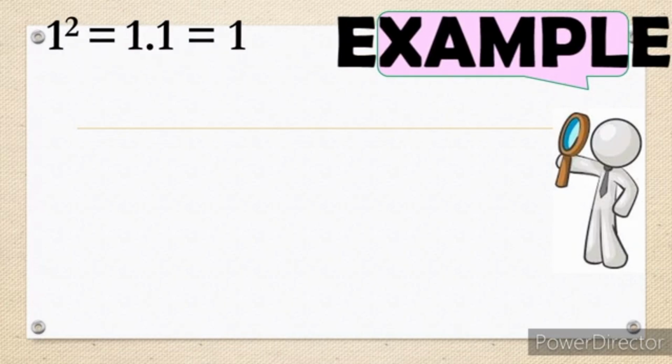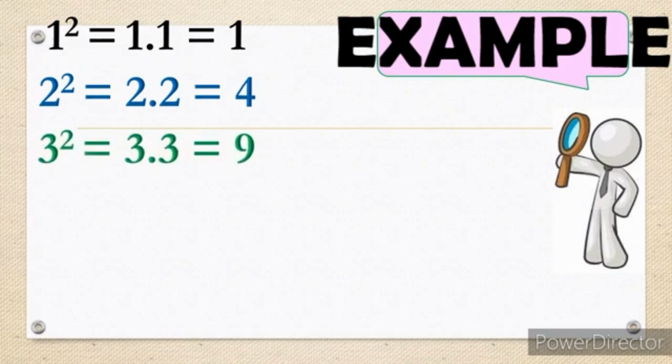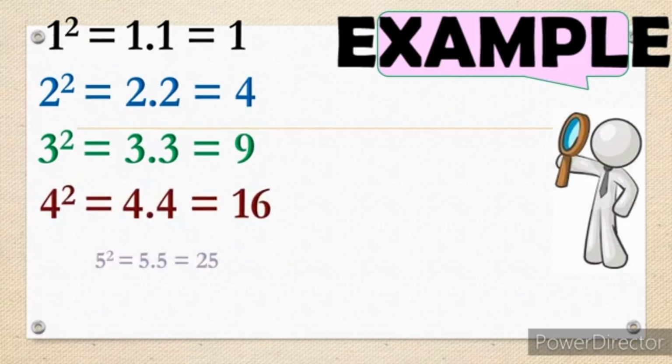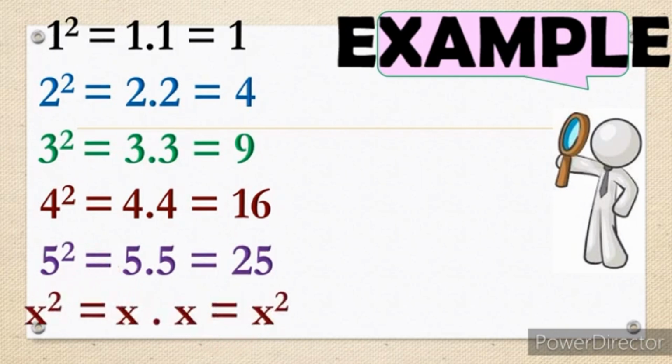Let's have 1 squared. It is equivalent to 1 times 1 and it is equal to 1. Square of 2, or 2 squared, is equivalent to 2 times 2 equals 4. Then we have 3 squared, equivalent to 3 times 3 equals 9. Next, 4 squared is equivalent to 4 times 4 equals 16. Square of 5 is equal to 5 times 5, which is 25.